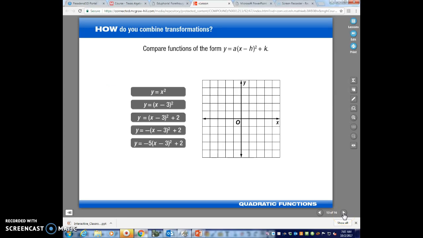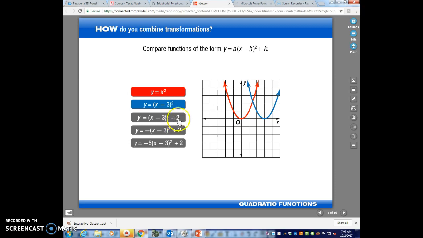Okay, so here we go. Let's see what happens. We use the parent function, okay? What do you think is going to happen with -3 inside the parentheses? Remember, inside the parentheses means it's a horizontal change. So is it going left or right? It's going to go to the right, because remember, x's are liars, so it goes to the right 3.